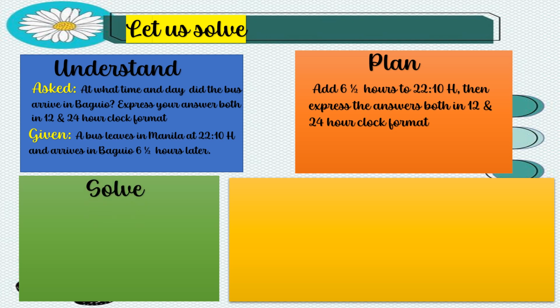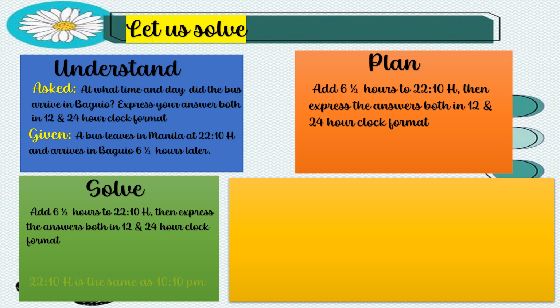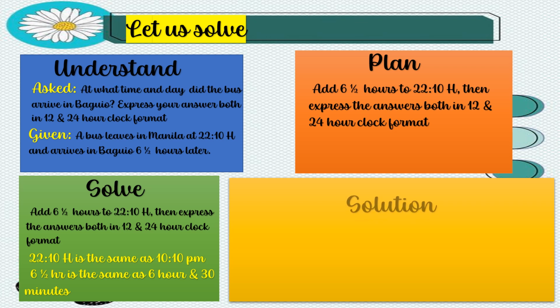Then, right after, we have to solve. So, ano ang gagawin natin? Add 6.5 hours to 2210 hours, then express the answers both in 12 and 24-hour clock format. So, 2210 hours is the same as 10:10 p.m. So, that means 6.5 hours is the same as 6 hours and 30 minutes. So, let us have the solution.